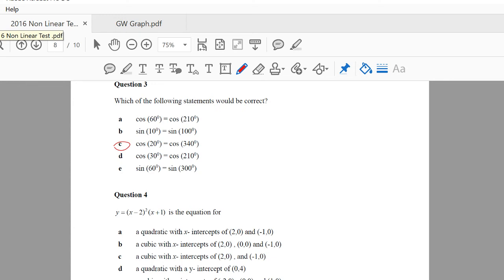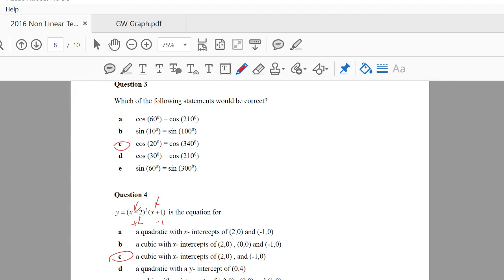Question: x minus 2 squared times x plus 1 is an equation for a power 3 graph because it's going to have 3 intercepts. Where are those intercepts going to be? They're going to be at positive 2 and negative 1, and it's going to be a cubic graph. It's a cubic graph because there's an x squared from the first bracket and another x in the second bracket, a total of x cubed. So a cubic graph, positive 2, negative 1, C is our option.